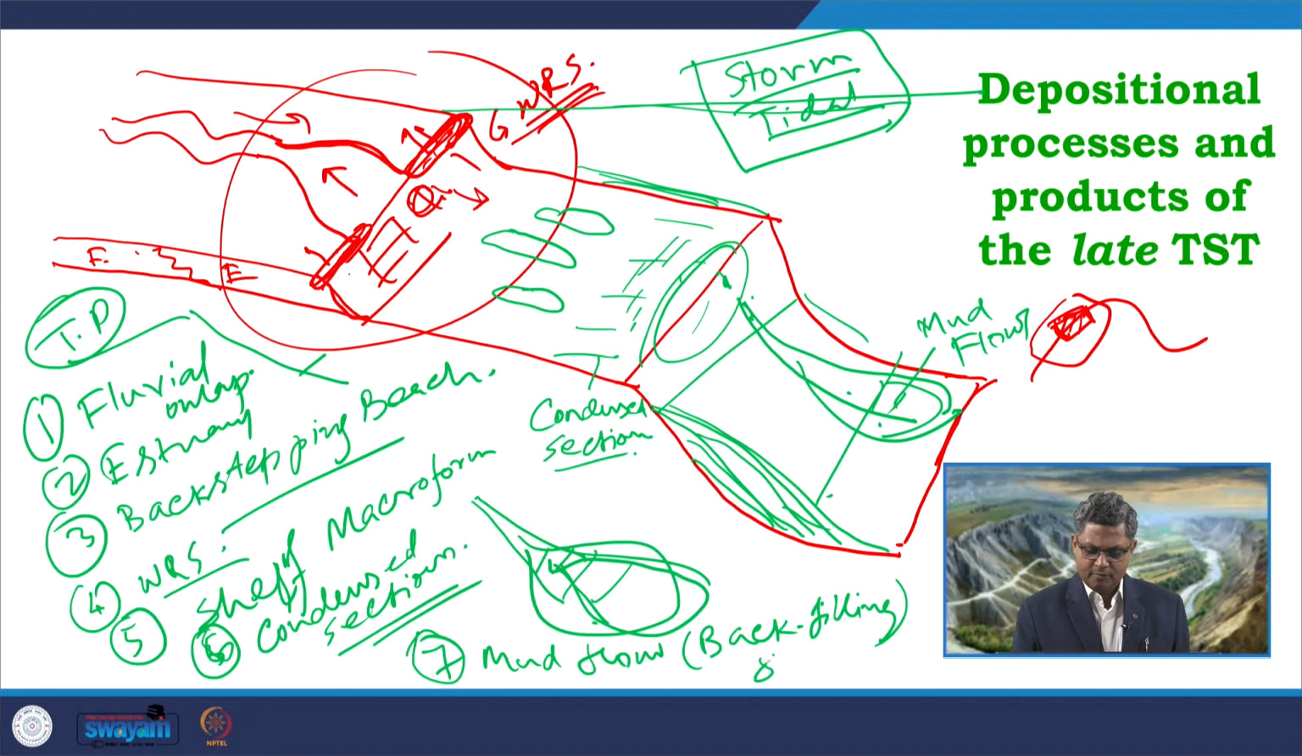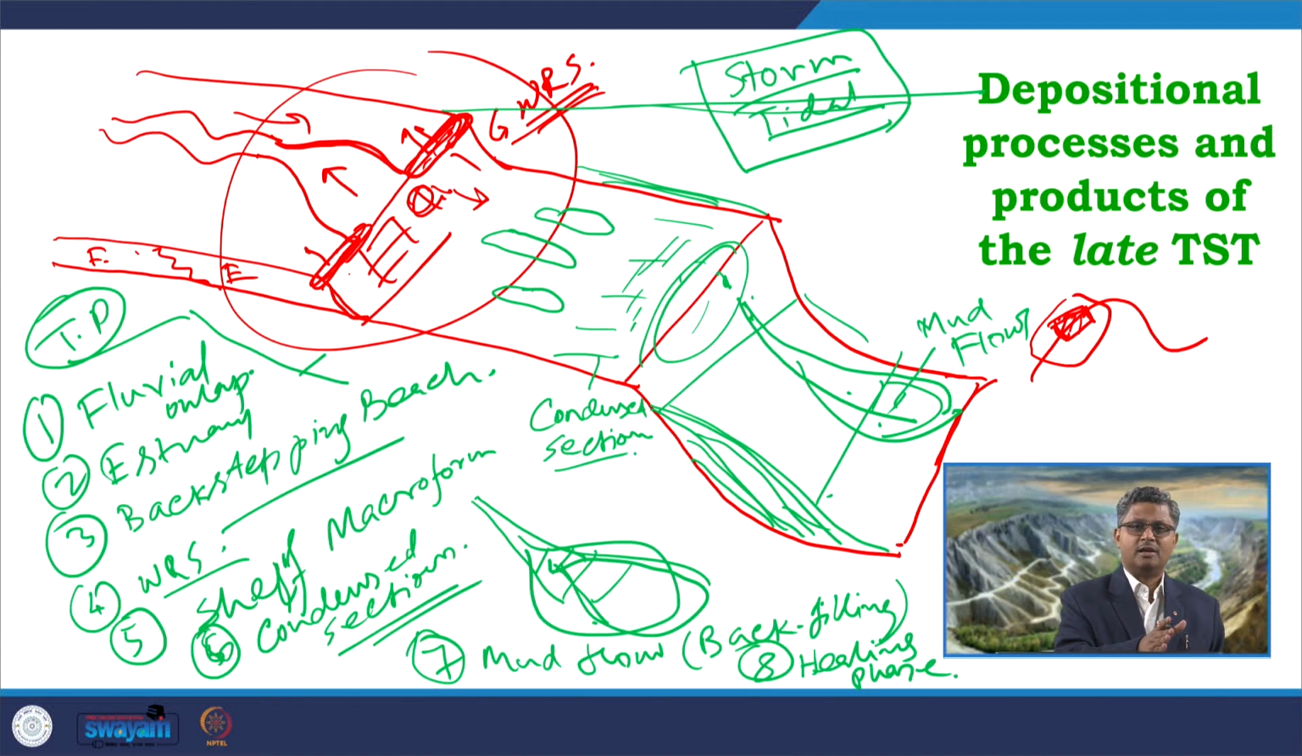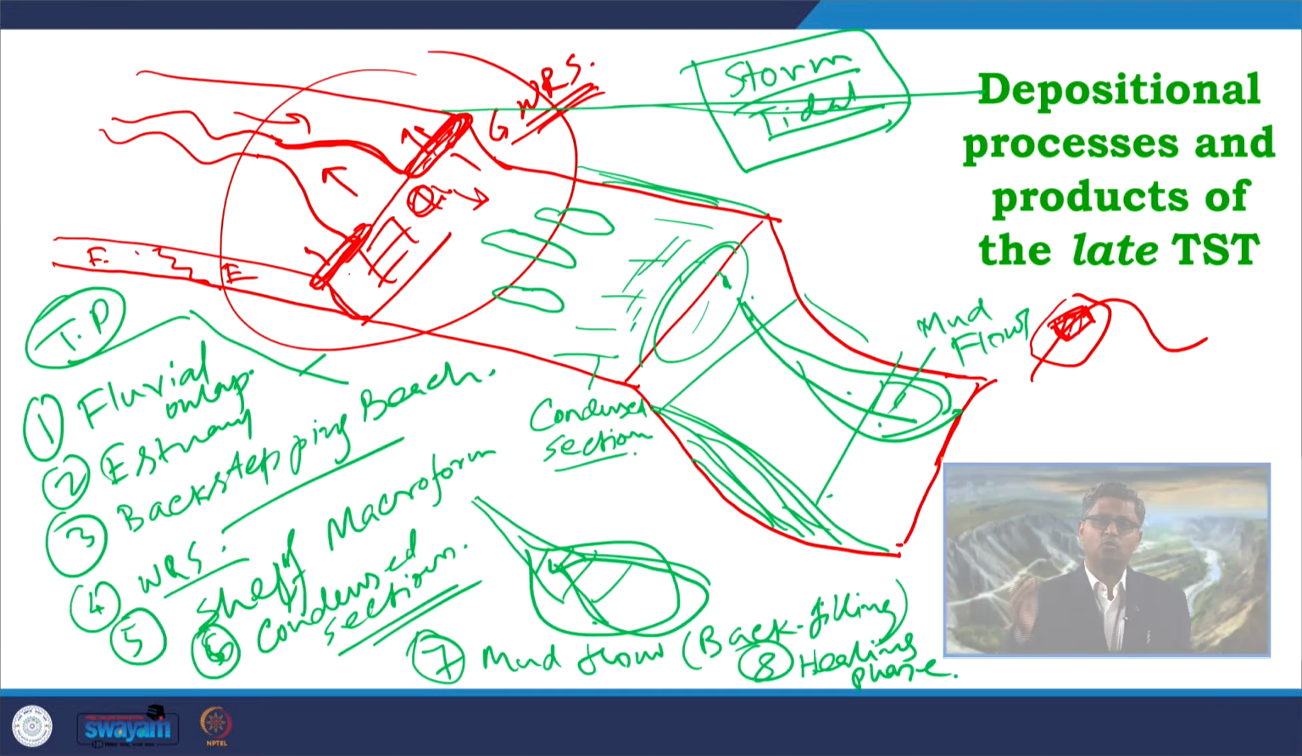And finally, number 8 associated with all these is the healing phase deposits. So, during the late phase of TST, we are getting 8 significant deposits or products in terms of sedimentation, and each of them is characterized in terms of distinct processes going on in different areas, starting from the fluvial to marginal marine to shallow marine to deep basinal part.